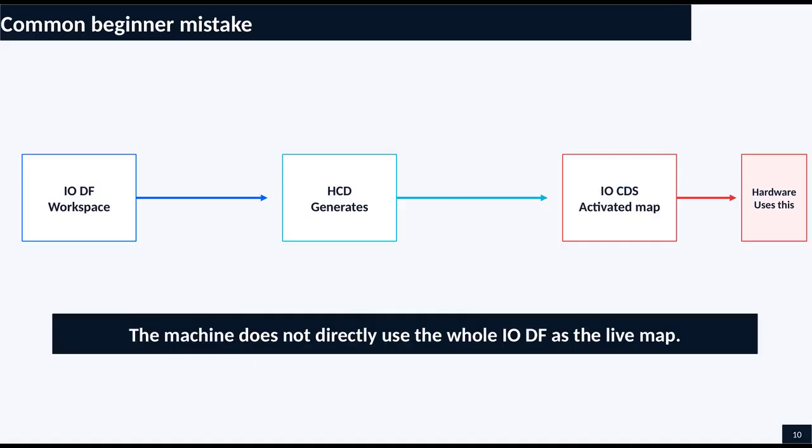A common beginner mistake is thinking the IODF is loaded directly by the machine as the live hardware configuration. That is not the right mental model. The IODF is the managed source used by IOCDS. From that source, the needed IOCDS is generated for activation. Think of the IODF as the recipe book and the IOCDS as the specific meal prepared from that recipe. The machine does not eat the entire recipe book. It uses the final prepared configuration that came from it.